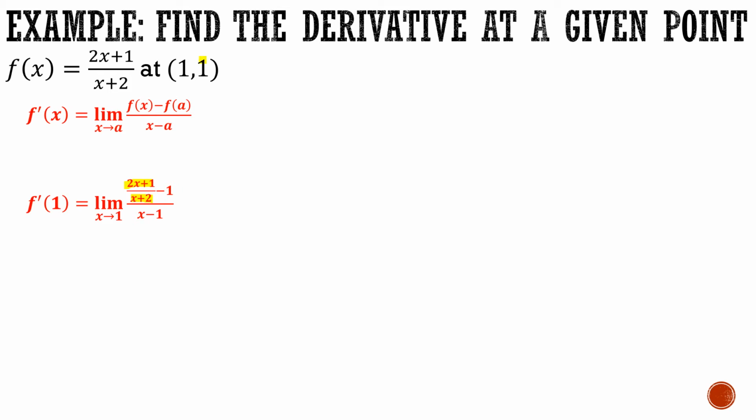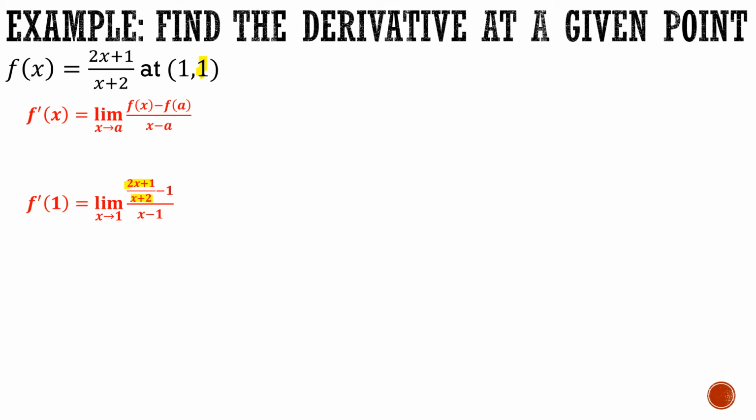Well, they told me f of a this time. They told me that if I plug in 1 to this formula, I'm going to get 1 back out. And I can always test that. If I plug in 1, I get 2 times 1 plus 1 over 1 plus 2, which is 3 over 3, which is 1. So I have f of x minus 1 over x minus 1, because remember, your a value is whatever you're approaching. It's that 1. It's the x value of the point.